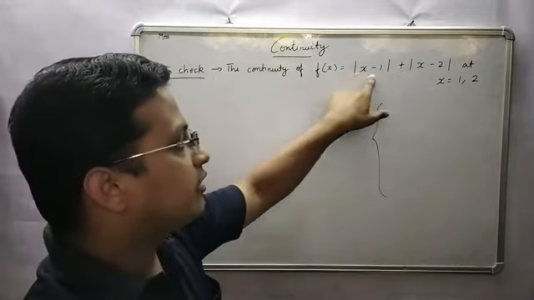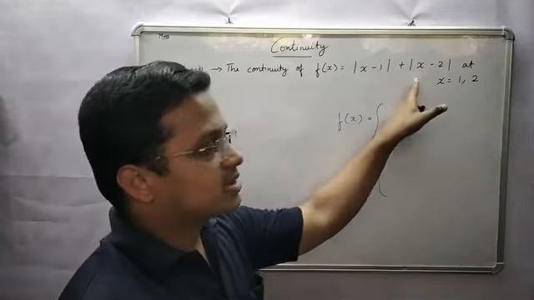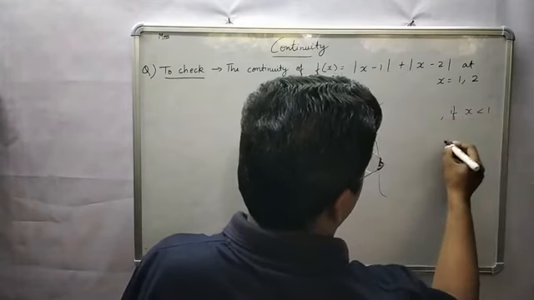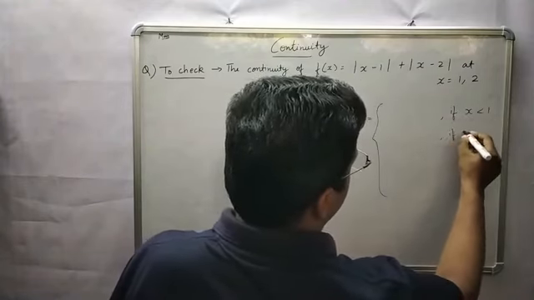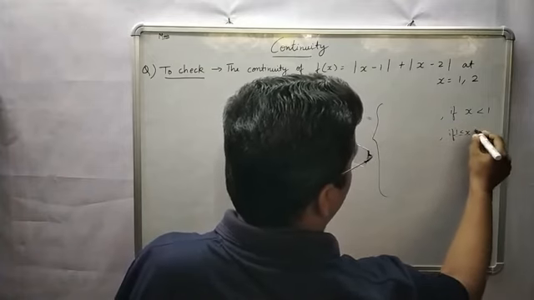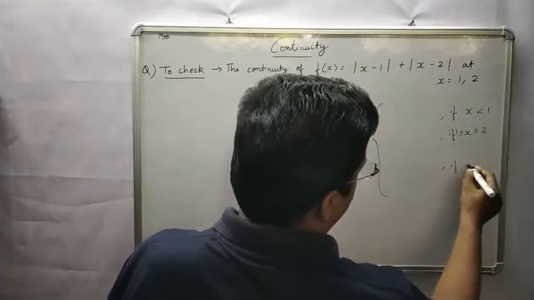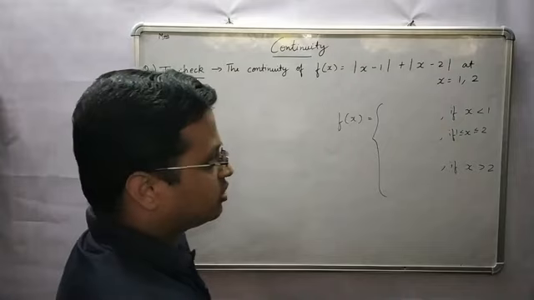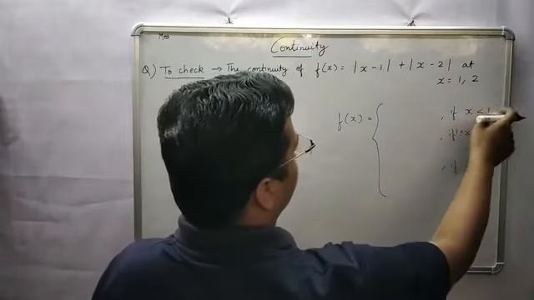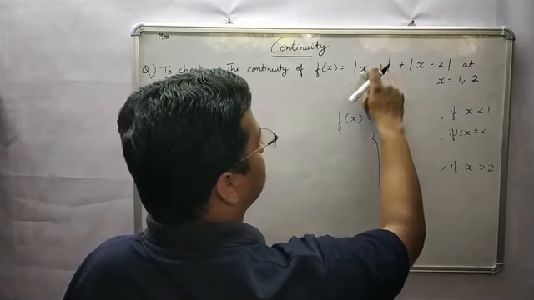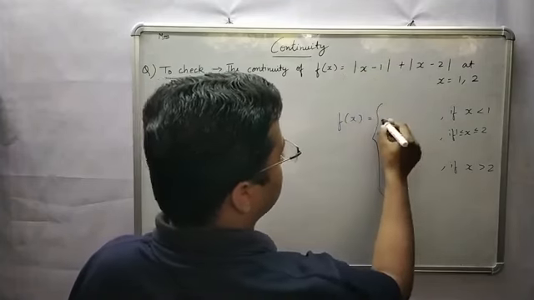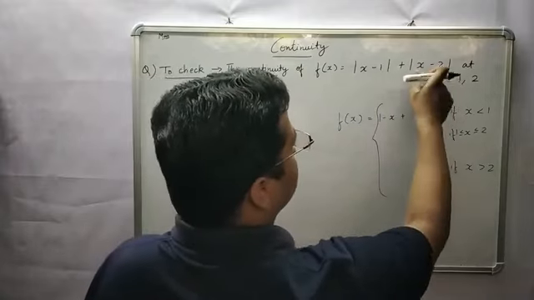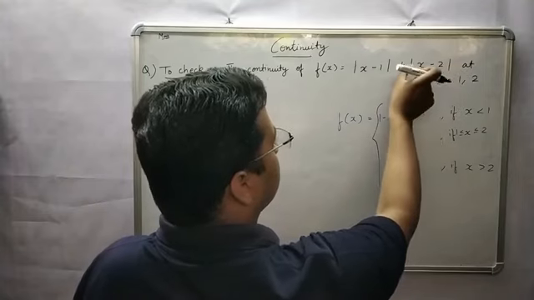This will be negative if x is less than 1. This will be negative if x is less than 2. So we have to take 2 points. So if x is less than 1, then if x lies between 1 and 2, and if x is greater than 2. These are the 3 parts we have to take. So if x is less than 1, then this will be negative, so the answer will be minus of this, so 1 minus x plus. Similarly, if x is less than 1, this one will also be negative, so the answer will be minus of this.